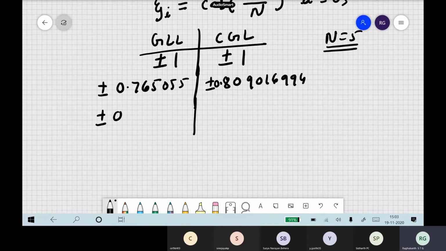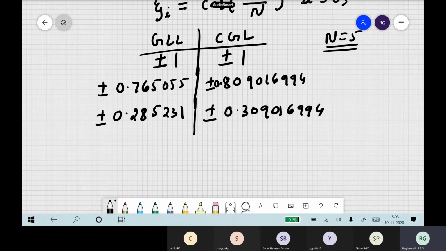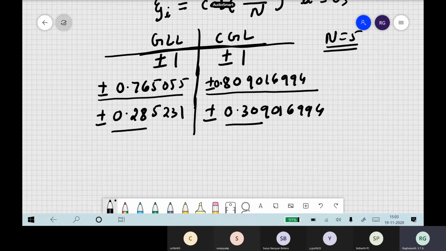So you can see the Gauss-Legendre-Lobatto points are different from the Chebyshev Gauss-Lobatto points. But if you see the numbers, one is 0.76 whereas the other is located at 0.80, and these are 0.28 and 0.30. They are more or less close, but they are not exactly the same in the Chebyshev spectral elements also.